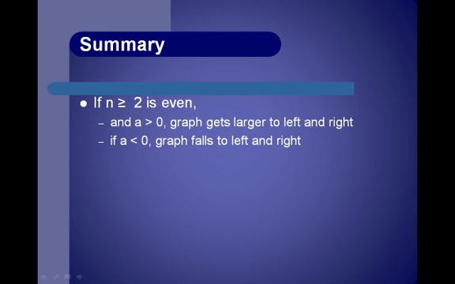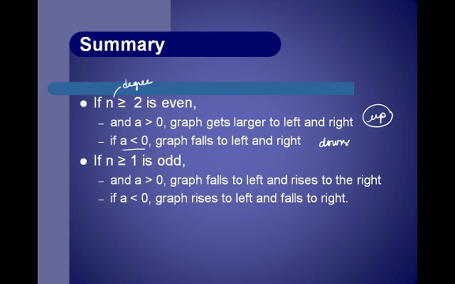So for our summary, if n is greater than or equal to 2 and is even, now remember n is the degree of the polynomial, which is the highest power. So if the degree is even and a, which is the leading coefficient, is greater than 0, then the graph gets larger and larger to the left and the right, which basically means that both ends are going up. If a is negative, then the graph falls to the left and the right, which means in both directions they're going down.